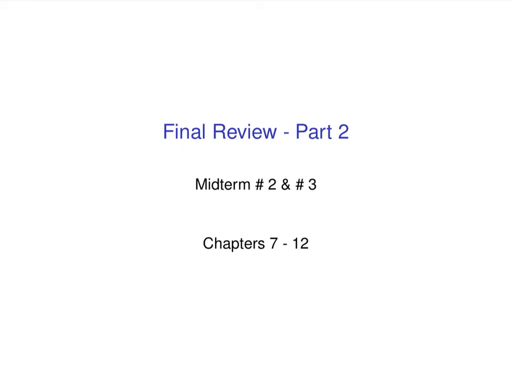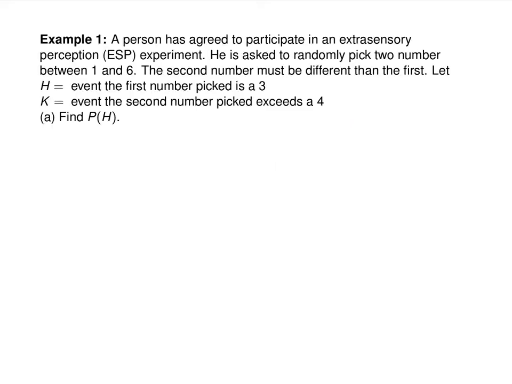In this lesson, we are going to review the contents from Midterm Numbers 2 and 3, which is chapters 7 through 12 of your textbook. So chapter 7 dealt with probability, and here are some of the basic probability examples.